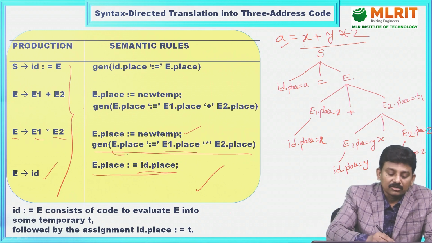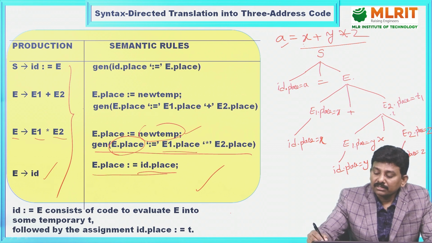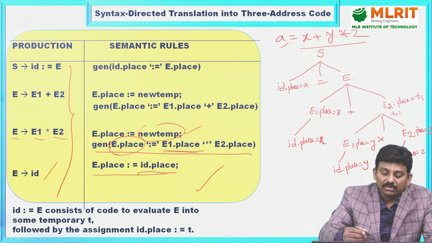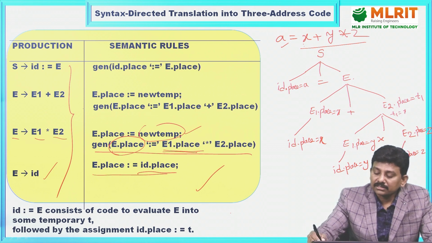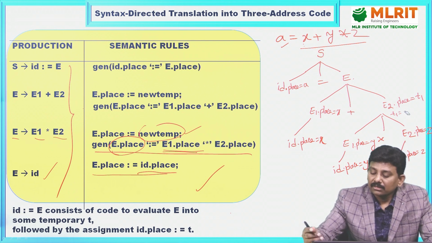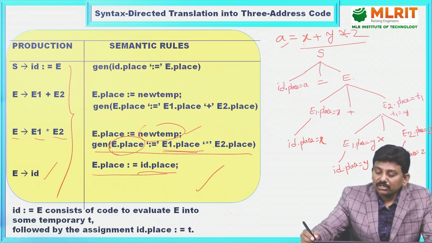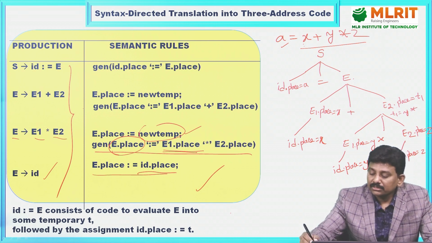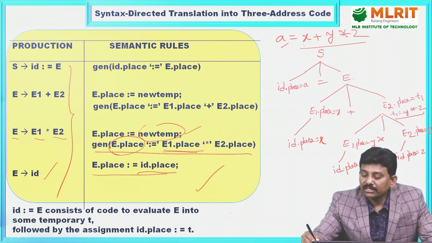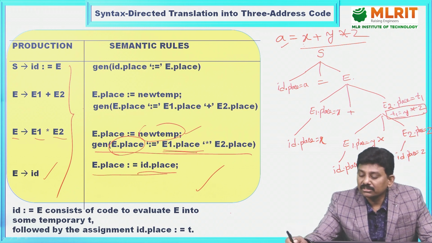What is E.place? E.place is the new temp, that is T1. T1 = E1.place, which is Y, times E2.place, which is Z. So, T1 contains Y * Z.